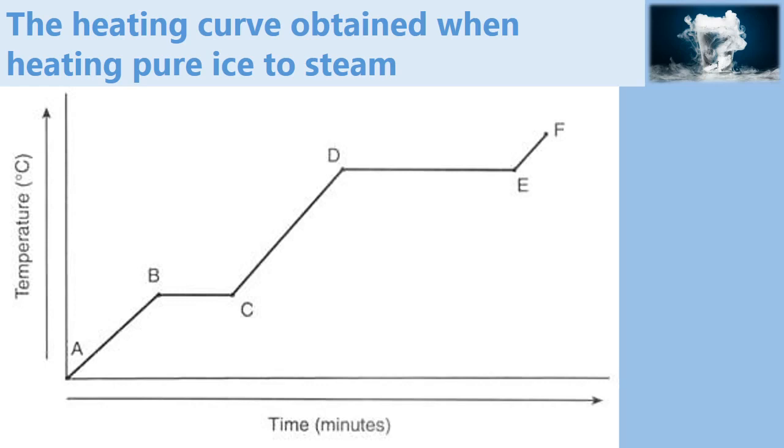By the time the temperature reaches point D, we'll get to point DE, where the temperature remains constant and the heat supplied is used to break the bonds between the liquid particles, and therefore the liquid boils. That means it turns from a liquid into a gas.